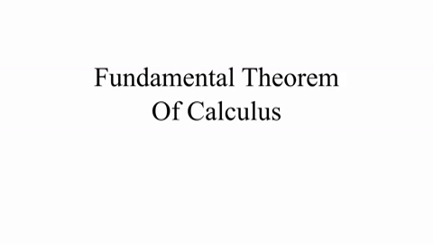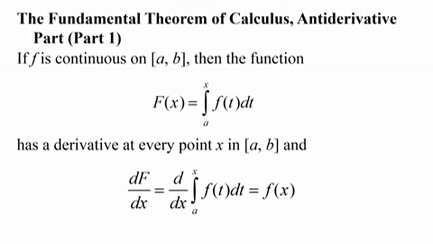Let's start with the fundamental theorem of calculus, part 1, also known as the antiderivative part. If f is continuous on the closed interval from a to b, then the function capital F of x is equal to the definite integral from a to x of f of t dt. And that function has a derivative at every point x in the closed interval from a to b, and the derivative of capital F with respect to x will equal the derivative with respect to x of the definite integral from a to x of f of t dt, and that would equal f of x.